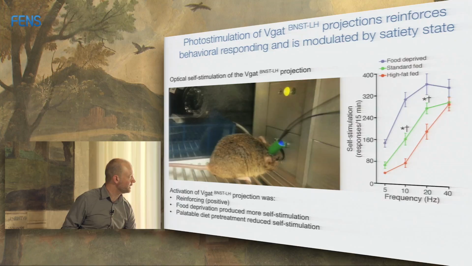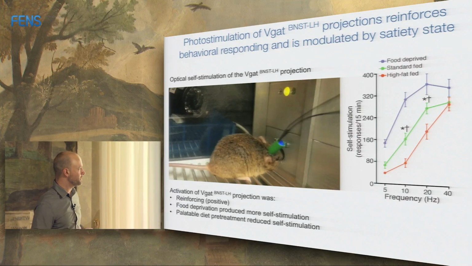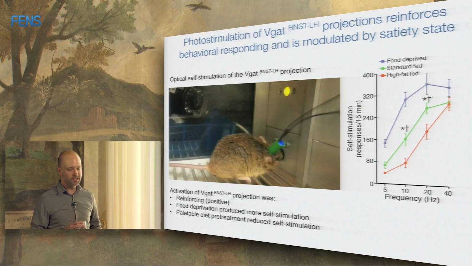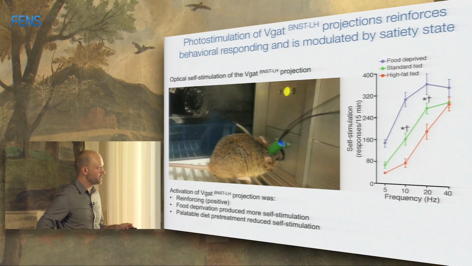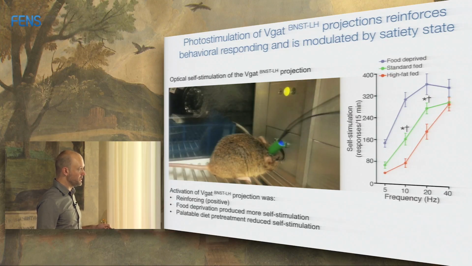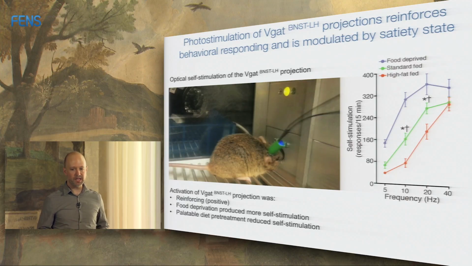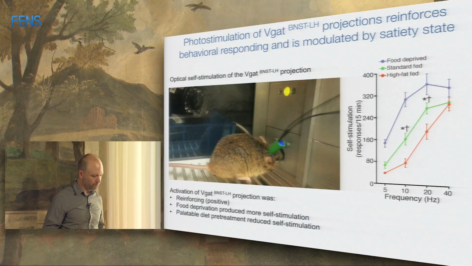similar to those studies of Olds and Milner in the 1950s showing self-stimulation with electrical self-stimulation of the lateral hypothalamus. We saw that activating this very specific connection, these GABAergic projections from the BNST to the LH, also produces reinforcement behavior or optical self-stimulation behavior, which you're seeing here.